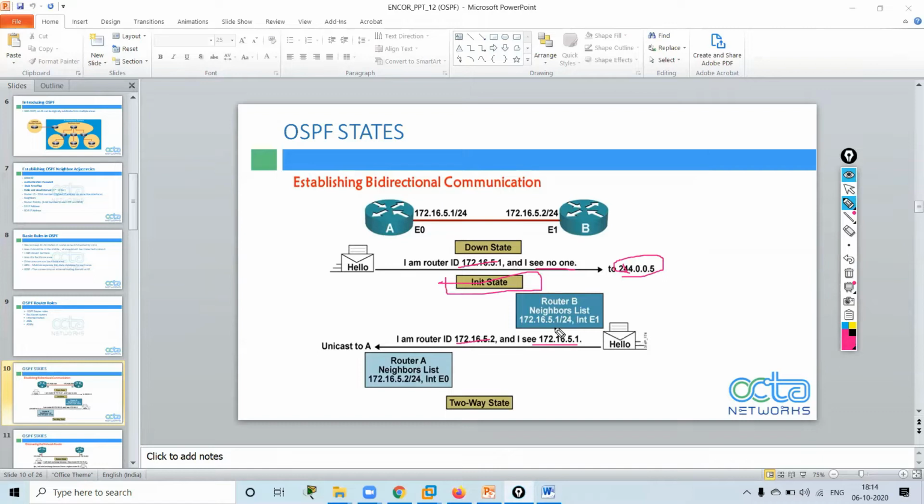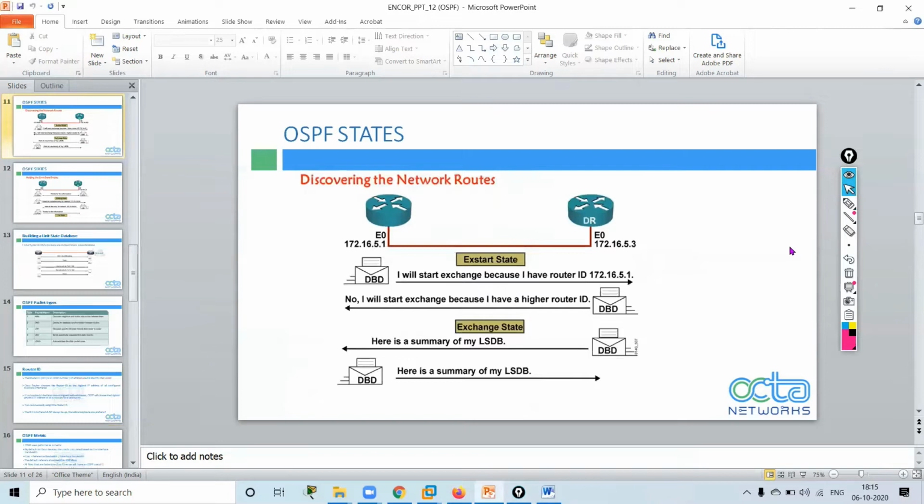Then comes the two-way state. Here in the two-way state, they become neighbors, and DR and BDR are elected. So they become neighbors over here, and DR and BDR are elected in the two-way state. So far: down state, init state, and two-way state.